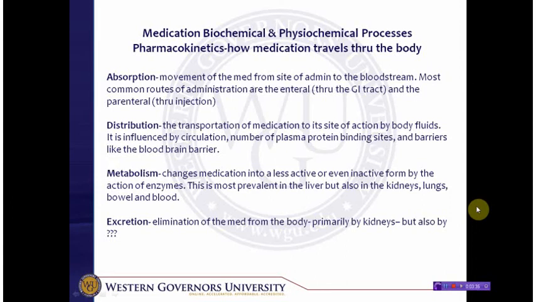Metabolism is the changes to the medication into a less active or even inactive form by the action of enzymes. This is mostly completed in the liver, but sometimes in the kidneys, lungs, bowel, and blood. The metabolism of the med is just basically the breaking down of it. Excretion is the elimination of the med from the body. Typically it's excreted by the kidneys, but also by the GI tract in your stool. So you also excrete it through your stool.